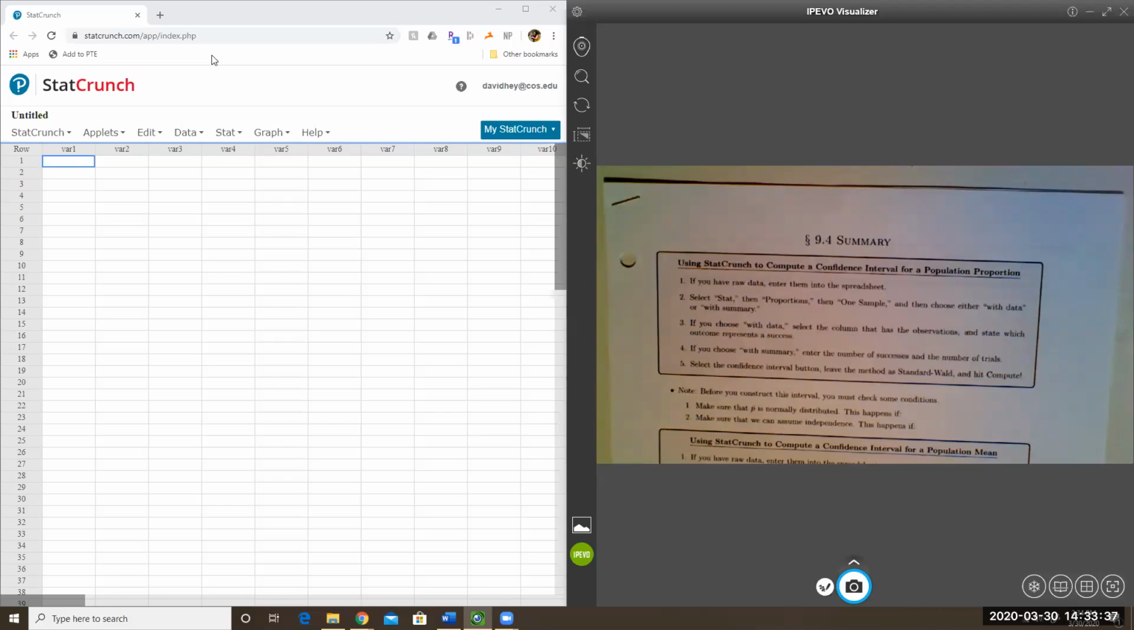9.4. So last section in chapter 9, last section before your next test, which will be interesting considering the fact that we're doing all this stuff through Canvas and everything. But anyway, let's talk about 9.4. So 9.4 is just a summary of the rest of chapter 9. And so here's what we've talked about.